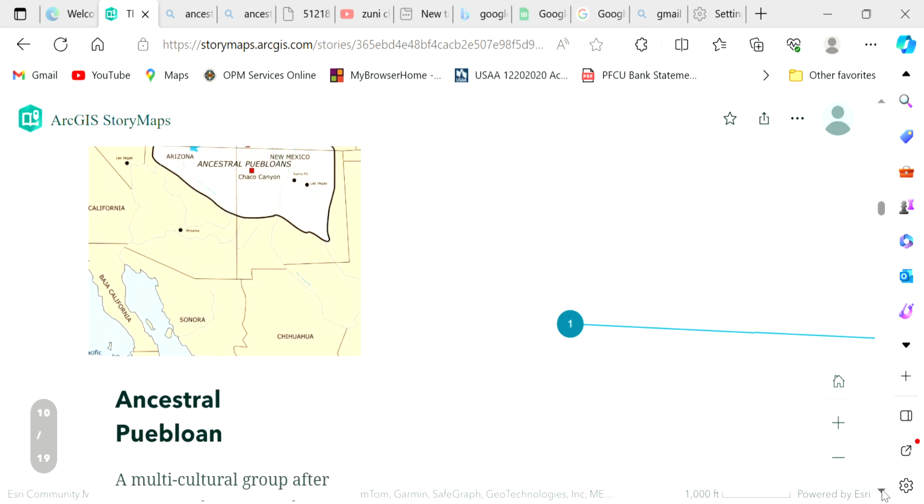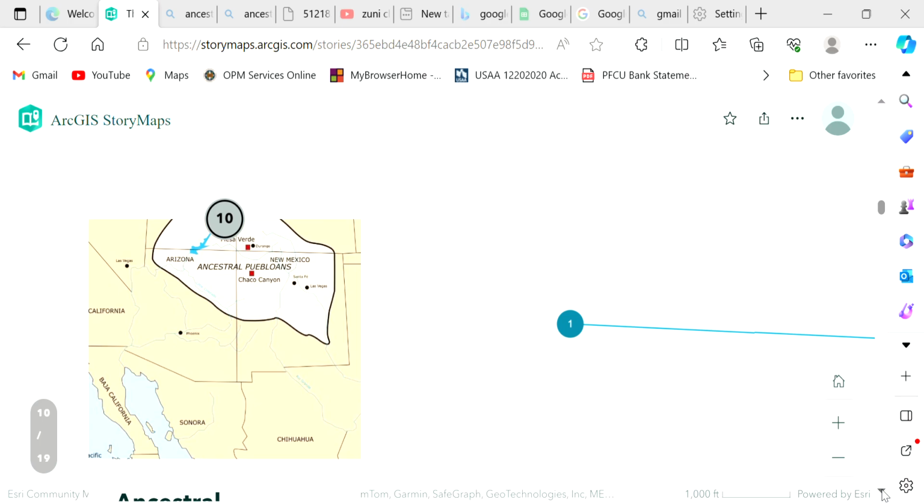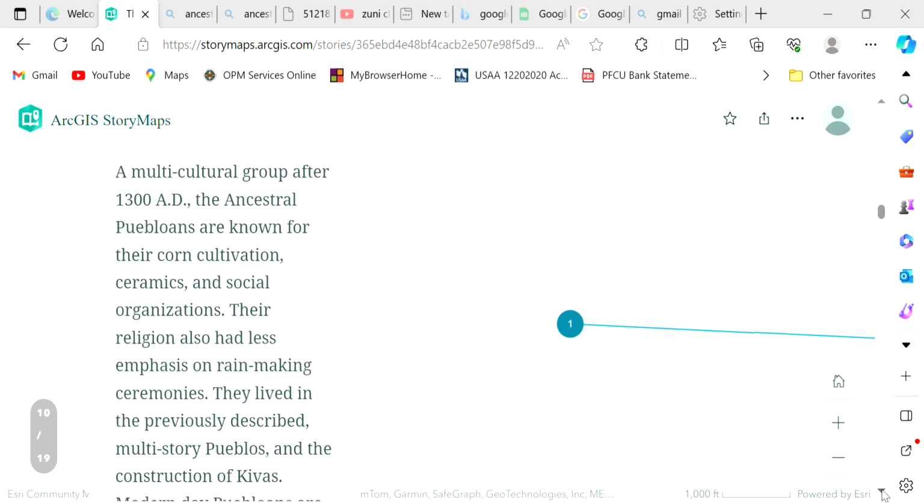The first group is the ancestral Puebloans, and as you can see, this is a map of just their territory. A multicultural group after 1300 AD, the ancestral Puebloans are known for their corn cultivation, ceramics, and social organization.